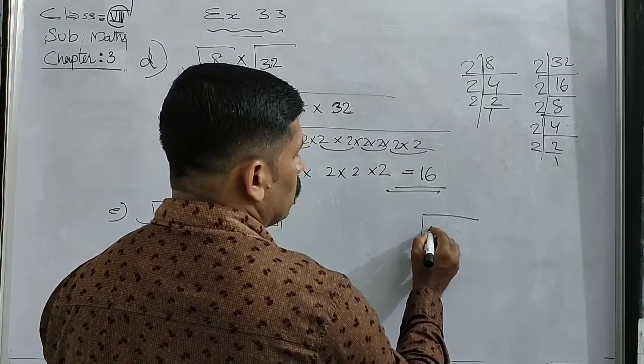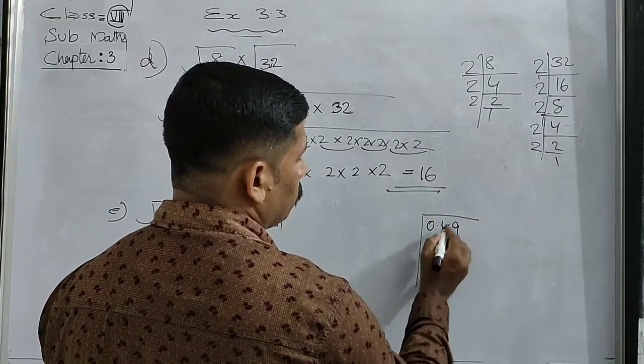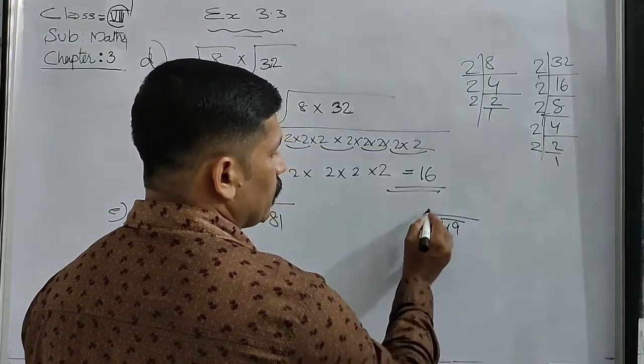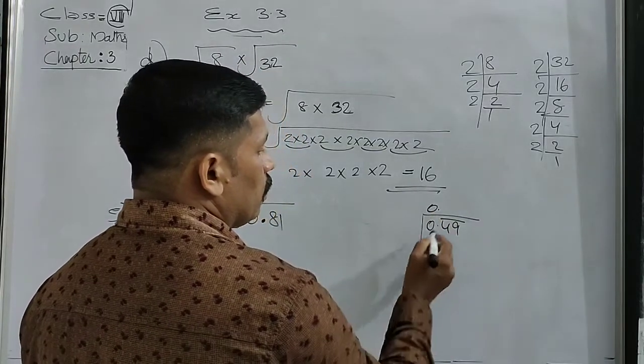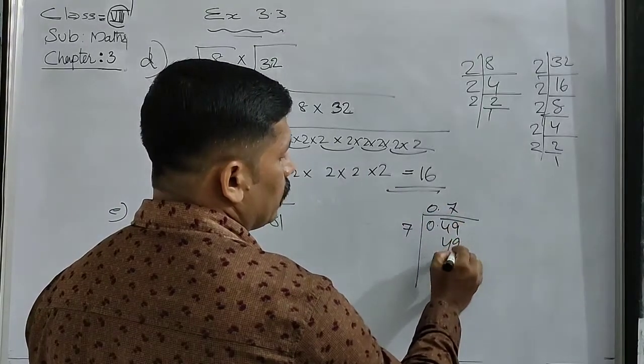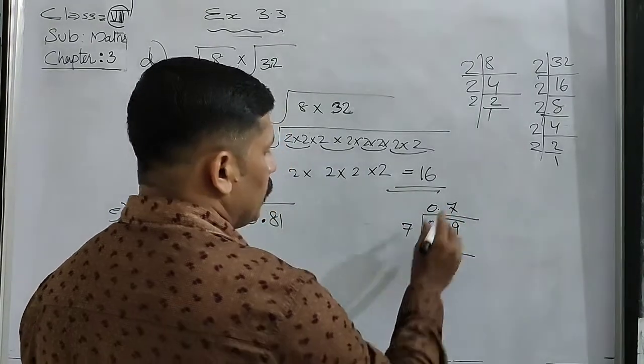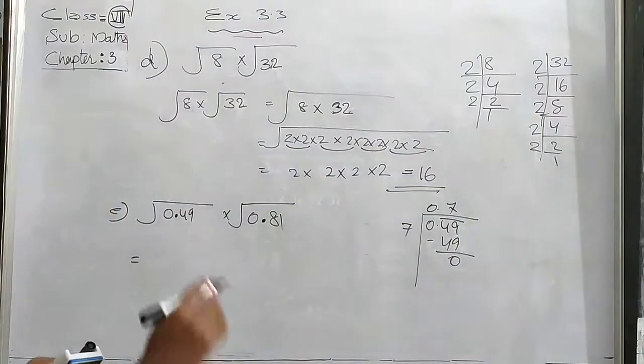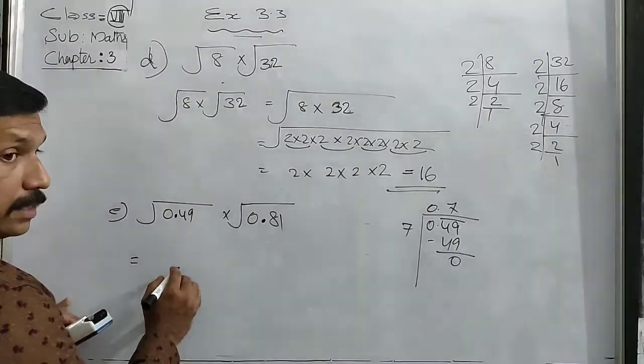You can calculate. 0.49 is one group, and here 49. Starting with 0.49, 7 sevens are 49. So here we get 0.7. Like that, here also you can calculate. So I am going to write the answer directly.